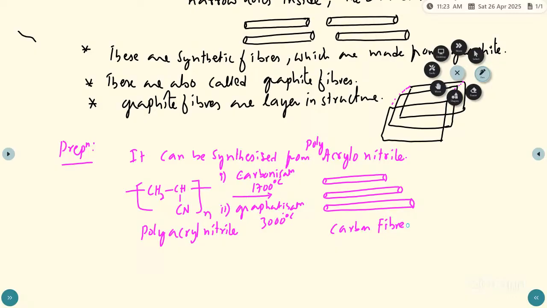After the synthesis that will become carbon only. And those carbons are arranged in a layer structure, and thread-like structures have an interior hole, and the size of the hole is 5 to 10 micrometers. So like that, these carbon fibers are made from polyacrylonitrile.